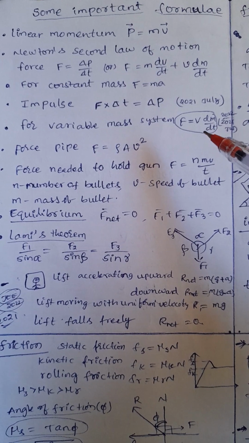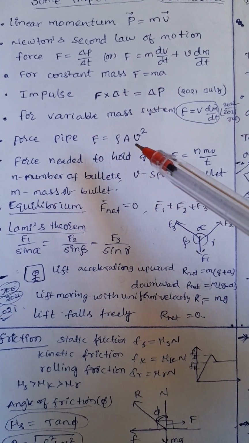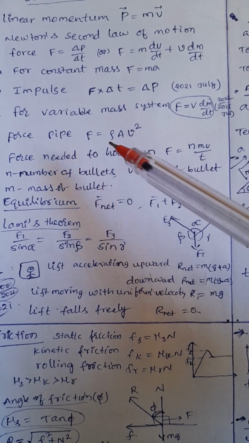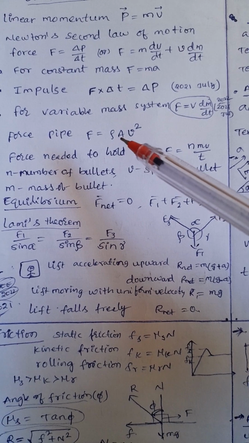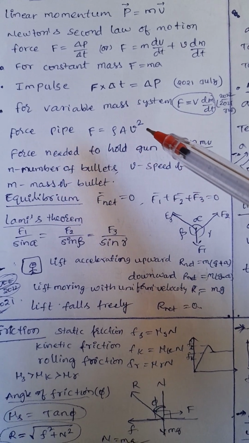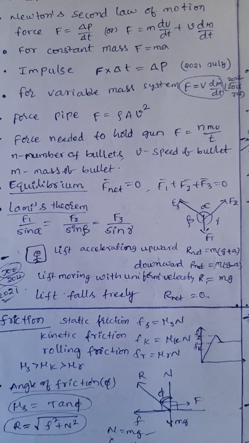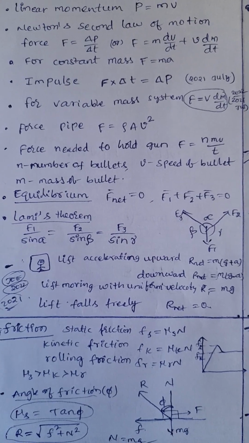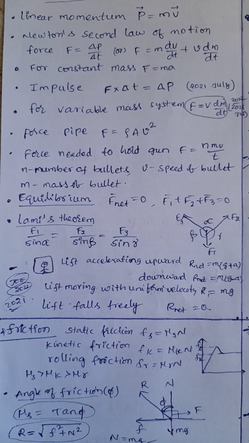but the rate of change of mass. The force required to hold a hose pipe is F is equal to rho A v squared, where rho is the density of the liquid or water, A is the area of cross section, and v is the speed of the water flowing through the pipe. Force needed to hold a gun is F is equal to n m v by t, where n represents the number of bullets, v is the speed of the bullet and m is the mass of the bullet.